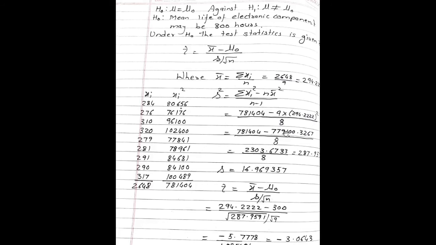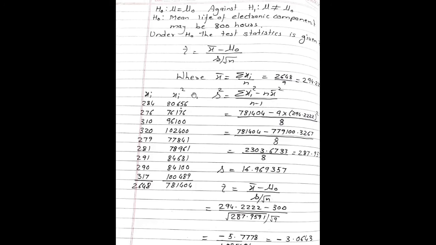So there are 9 components, so it's a small sample test. So H0 in notation can be written as mu is equal to mu naught against H1, mu not equal to mu naught. So H0 in words, mean life of electronic components may be 300 hours. Under H0, the test statistic is given by t is equal to x bar minus mu naught upon s upon root n, where x bar is summation xi upon n, s square is summation xi square minus n into x bar square upon n minus 1, because the observations are given to us.